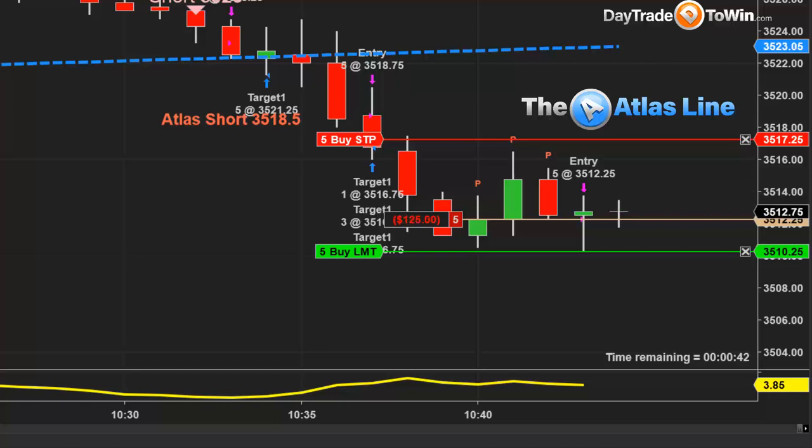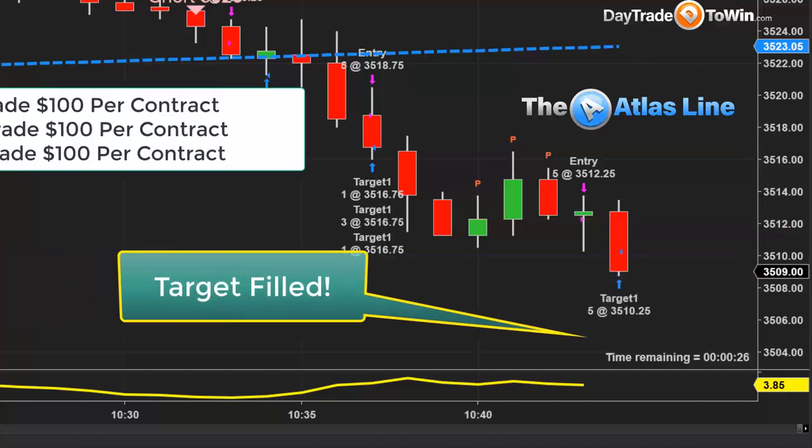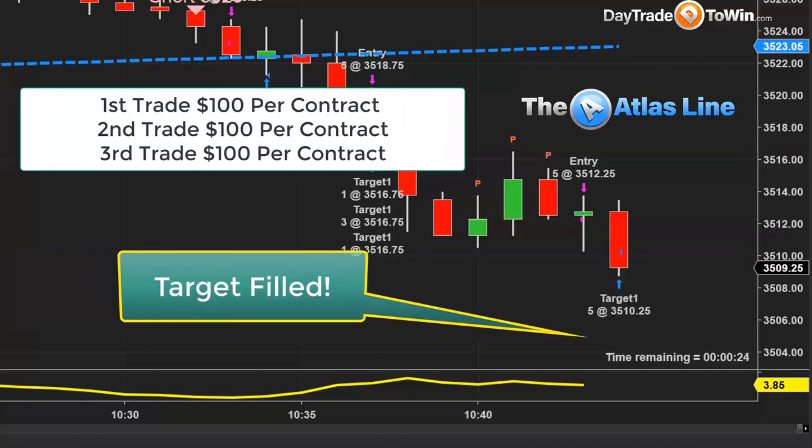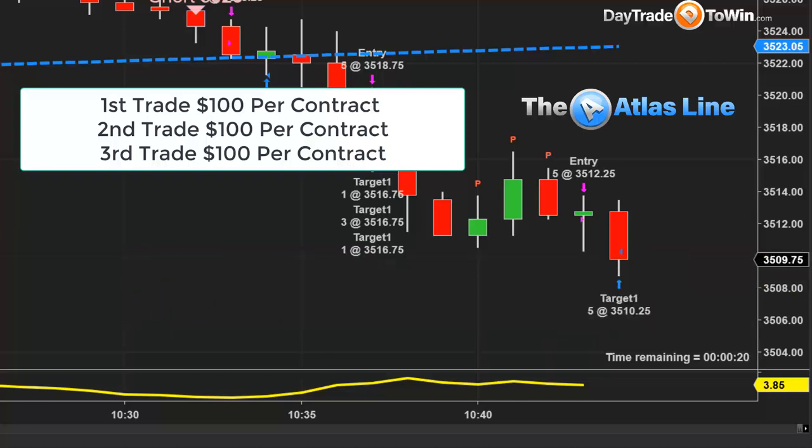So here's the idea. The market pulled back. The market's now continuing lower in the direction of the initial move or the trend. I want to have a target and a stop based on what's called a pivotal stop. This is all taught in the Atlas Line training, as well as the training member videos. The target is filled. And this was actually much faster than I anticipated, but I got the target on this trade.